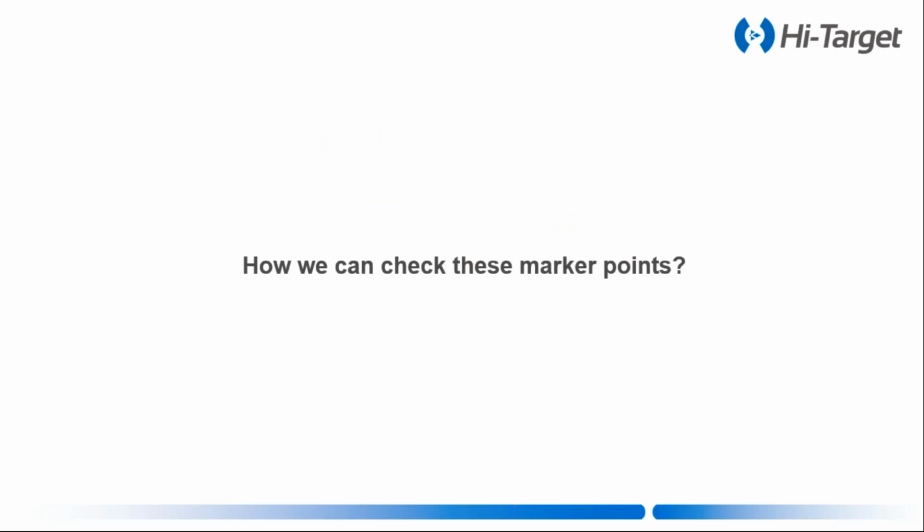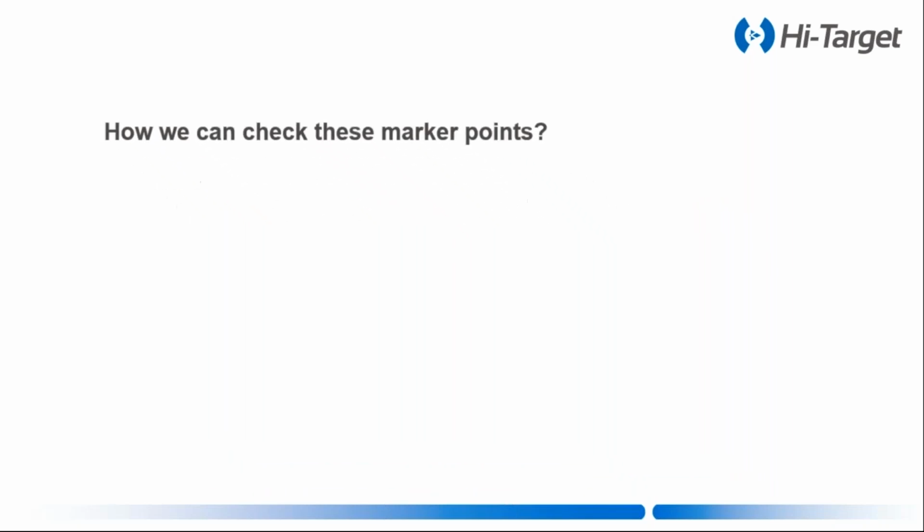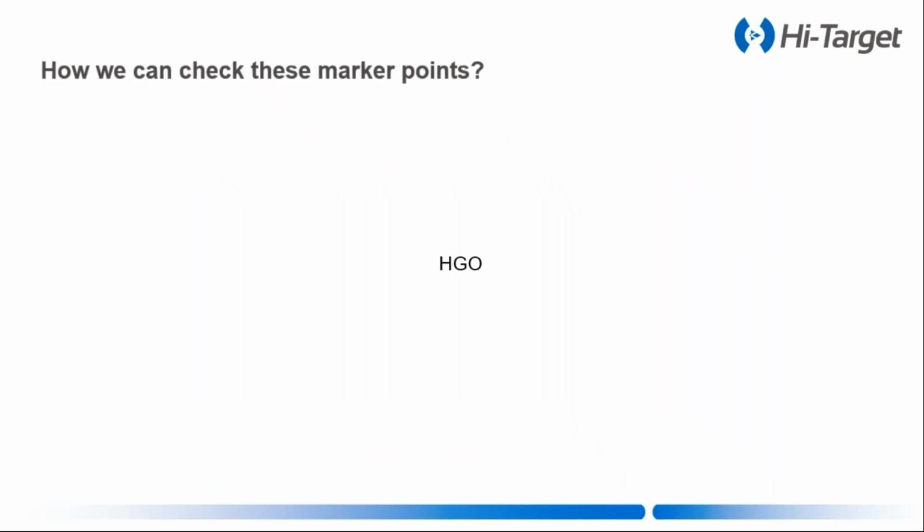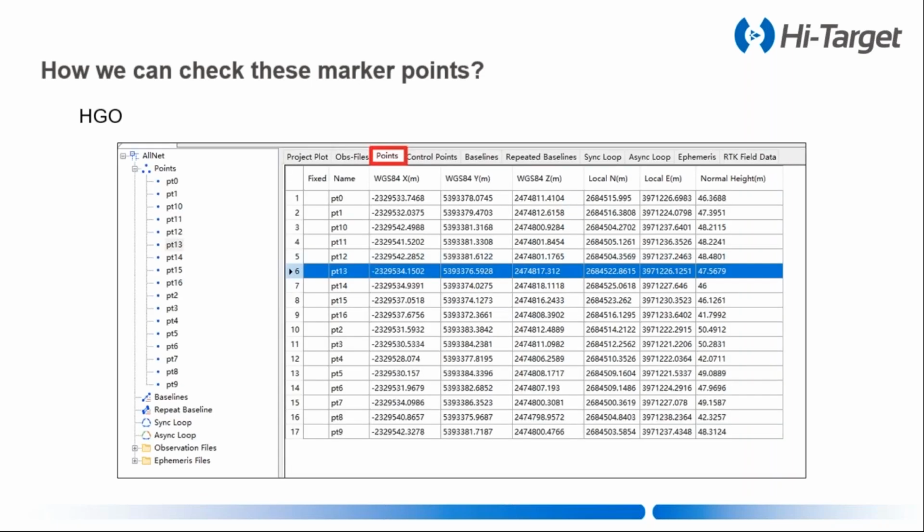When we have finished PPK mode, some people want to check the marker point. So how can we check this marker point? Of course, with the HGO software. This marker point will be shown in the point interface.